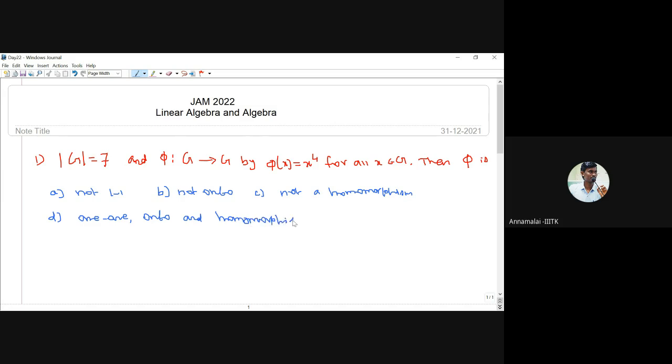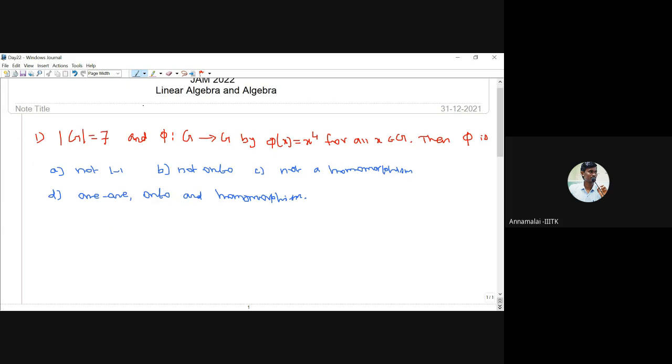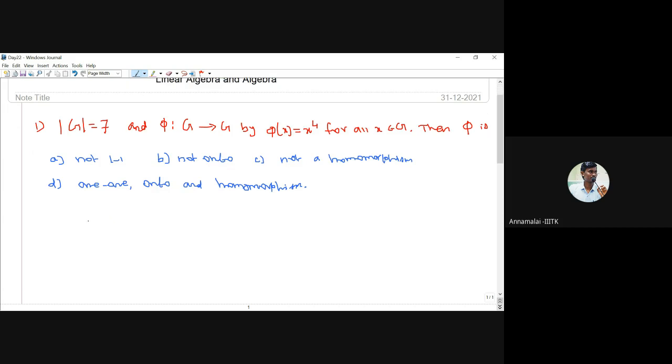Now, what is the information given? G be a group of order 7. So 7 is a prime number. We know that any group of order prime is a cyclic group, and every cyclic group is an abelian group. Therefore, we know that G is abelian. From this information, what we know? G is abelian group.